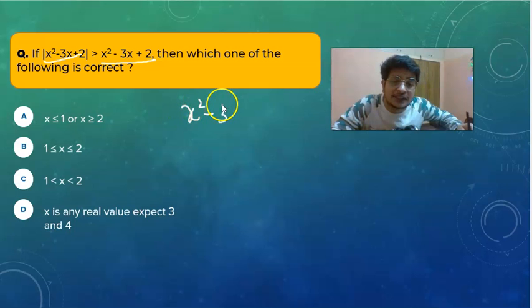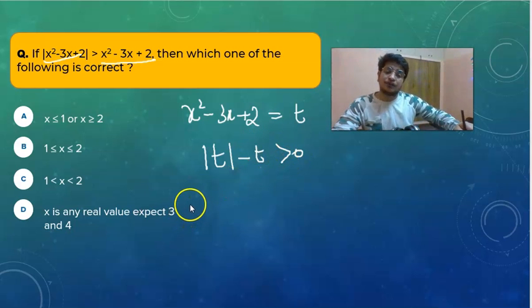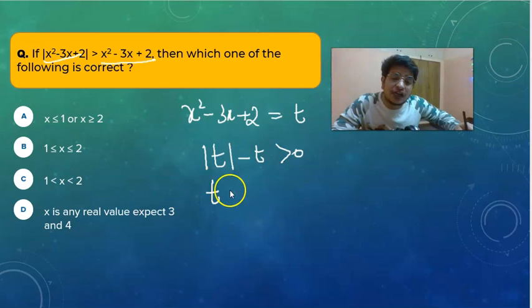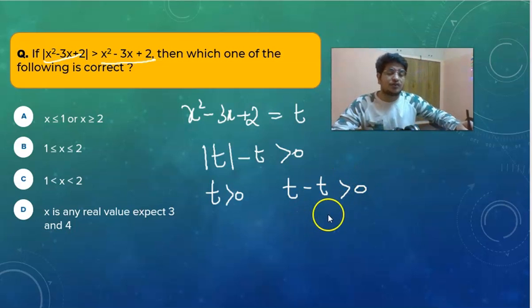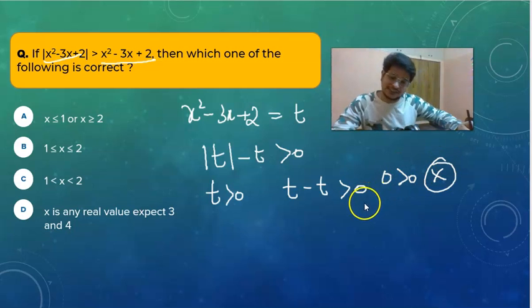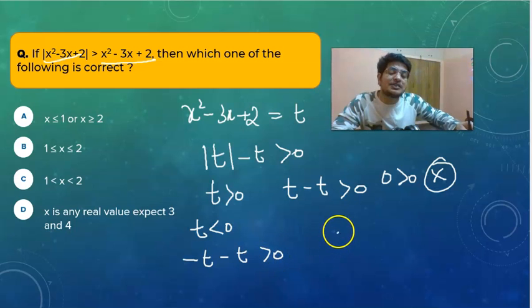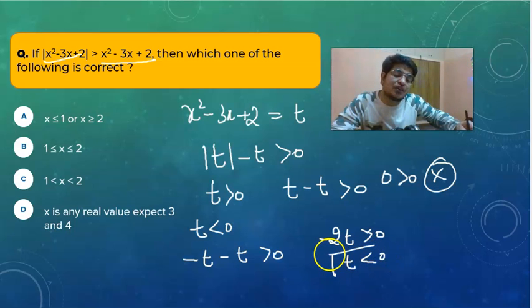So x square minus 3x plus 2 can be written as t. We can write it like this, mod of t is greater than t, so mod of t minus t is greater than 0. If t is greater than 0, then t minus t is greater than 0, which means 0 is greater than 0, so we can't take t greater than 0. Now if I'm taking t less than 0, then minus t minus t is greater than 0, which means minus 2t is greater than 0, which means t is less than 0, which we can take.